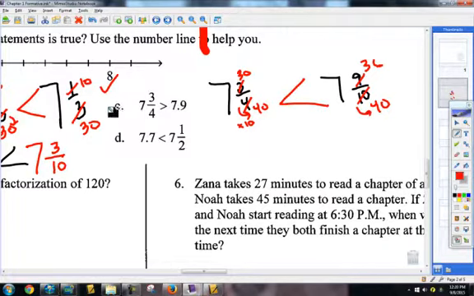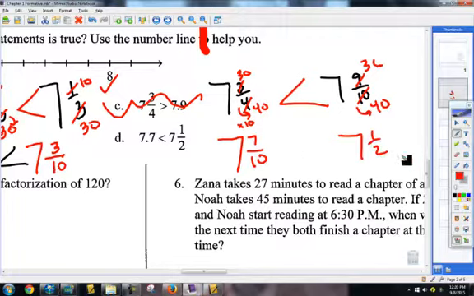Hello? No. This one, 7.7, would be 7 7/10, and then 7 1/2. What would be a good common denominator to use there? Wouldn't 10 be good, 20 or 10? I'm just going to use 10. That way I only have to change one of these fractions. That's times 5. That's times 5.